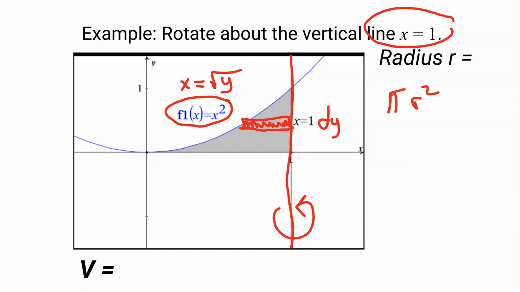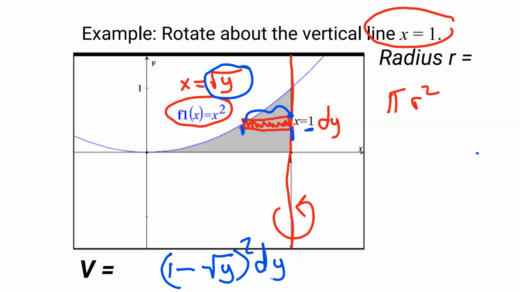And radius is the distance from the axis of rotation all the way out, right? How long is this? Well, again, it is right minus left, just like we do with the area between two curves. Well, the right side is 1. I know it says x equals, but it's okay, it's 1. So 1 minus the left side, which is the square root of y. So that's our radius. We're going to square that and do a dy on it.